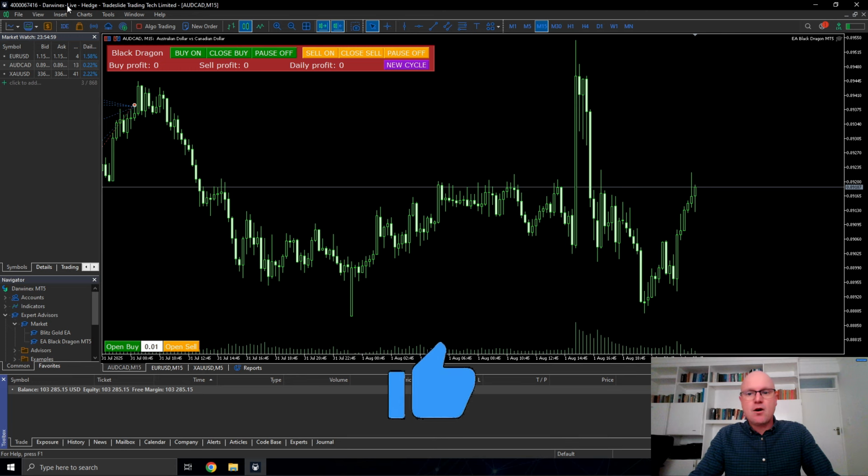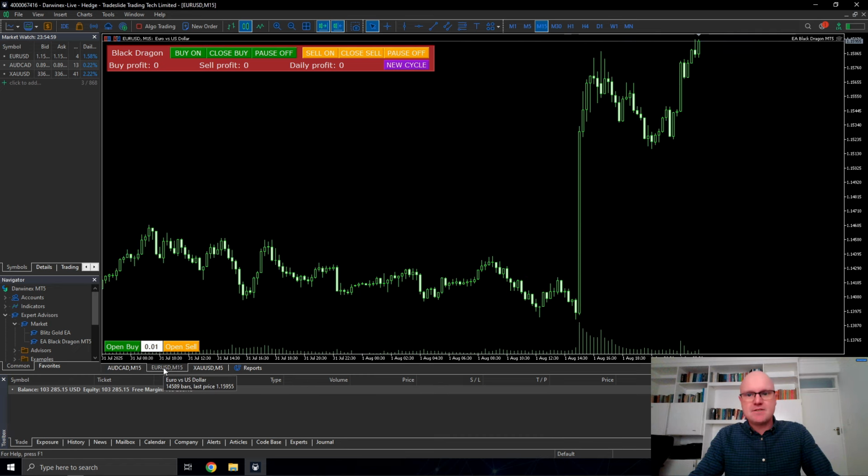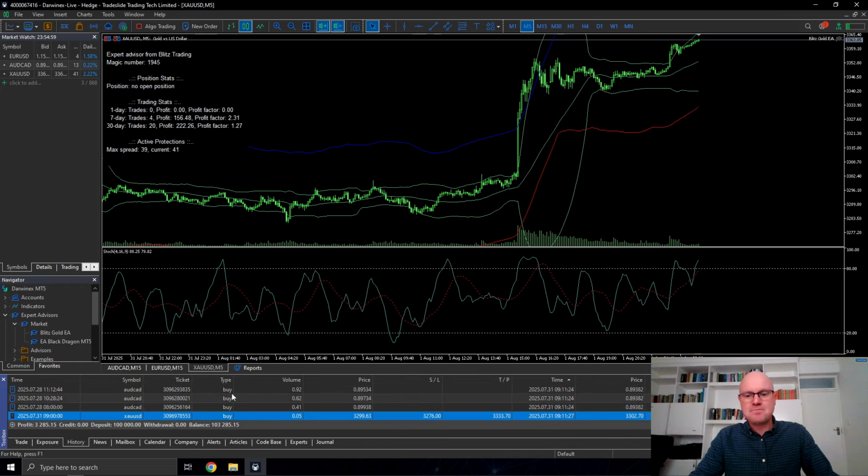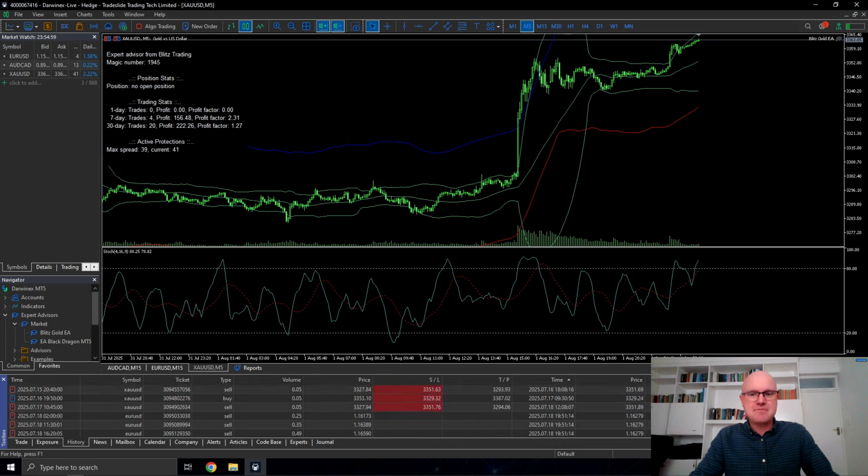So here we go, now on my VPS or virtual private server, I've accessed my Darwin live account, which had the starting balance of $100,000. And on the account, I'm currently trading three expert advisors: EA Black Dragon on the AUD/CAD, EA Black Dragon on the EUR/USD, and I'm also trading Blitz Gold EA on XAU/USD, or against spot gold. Now, what you will notice is that this account is currently up 3.285%, which is the real return on this account, which is used to determine my Darwin score.